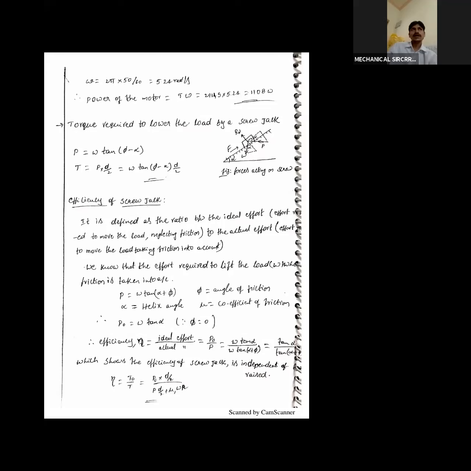Similarly, we have to write the efficiency when we consider the torques. Then eta is T naught by T. From the torque point of view, from the effort point of view we already wrote tan alpha by tan alpha plus phi, and from the torque point of view T naught by T. T naught means P naught into D by 2, and T means PD by 2 plus mu W R. Why? Because the total torque was already written in our earlier derivation.